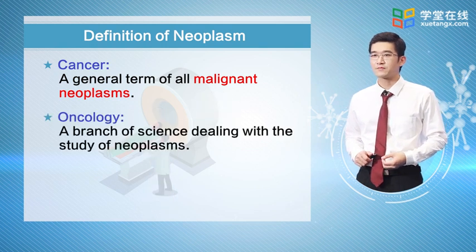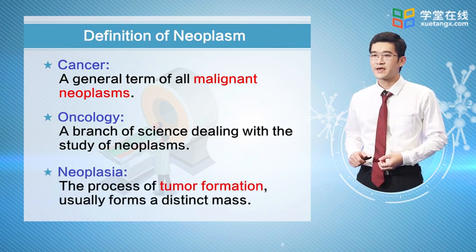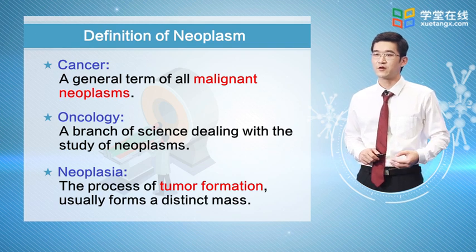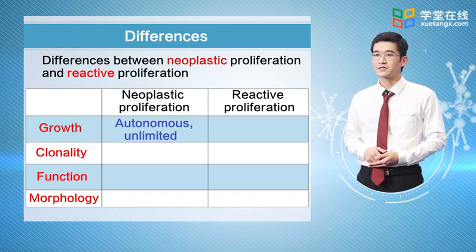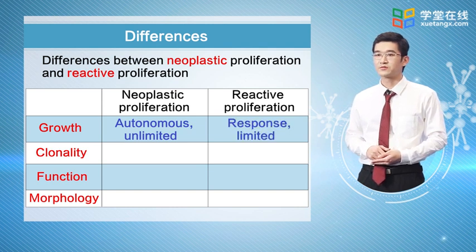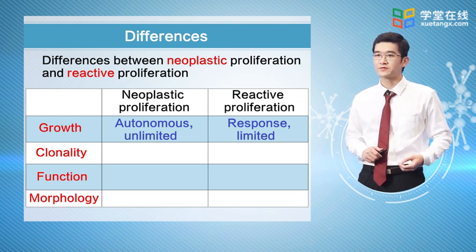Oncology is the branch of science dealing with the study of neoplasms. Neoplasia is the disease process relating to the neoplastic growth. Neoplastic proliferation differs from non-neoplastic growth in several aspects. Firstly, neoplastic growth is virtually autonomous and independent of physiologic growth regulatory mechanisms due to changes in genetic composition. Reactive proliferation occurs in response to physiologic or pathologic stress, and this growth is controlled.